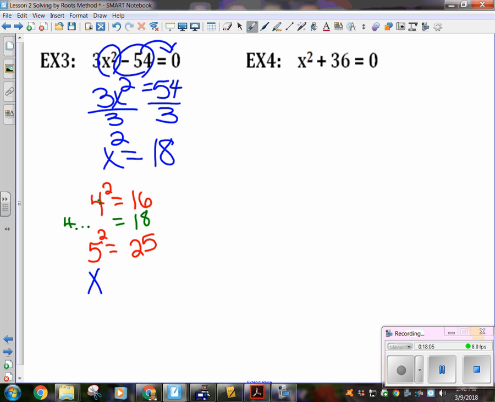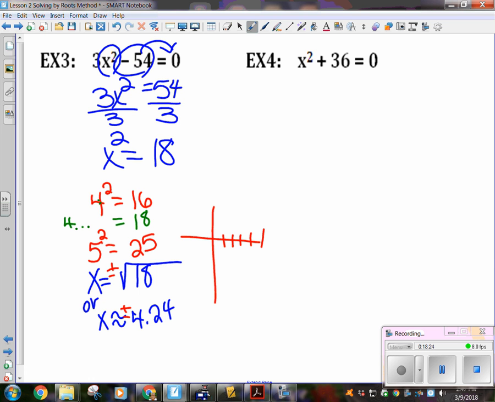Okay. So my answer is x is equal to the square root of 18 if you keep the square root as your answer. Or x is approximately equal to 4.24. And we can't forget what? Plus or minus. If you graph this, you went 1, 2, 3, 4, 5. 1, 2, 3, 4, -5. It crosses at -4.24, +4.24.